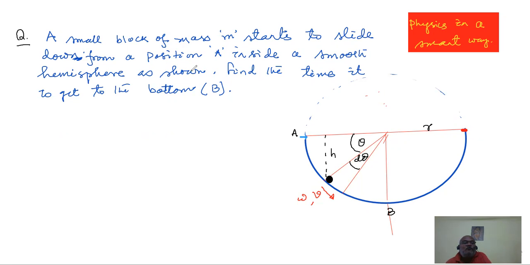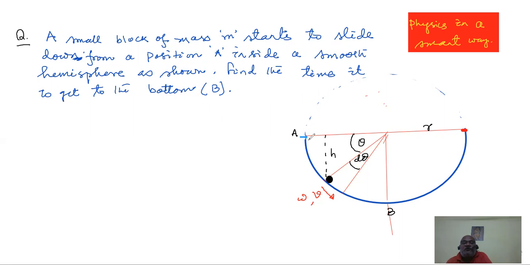hemispherical ball. If you go through the question word by word, it says: a small block of mass m starts to slide down from the position A. Position A is the start. Inside a smooth hemisphere as shown in the diagram. Find the time it takes to get to the bottom.